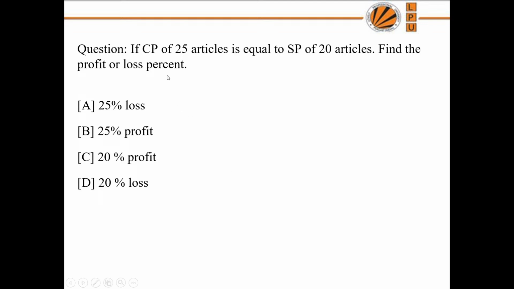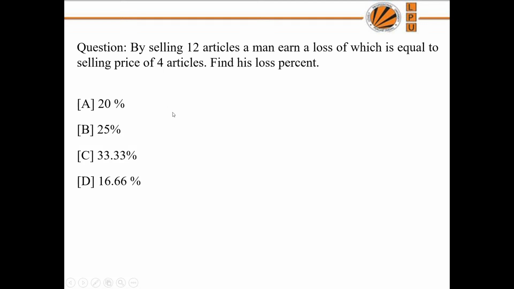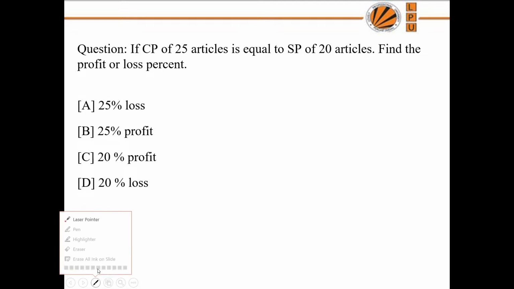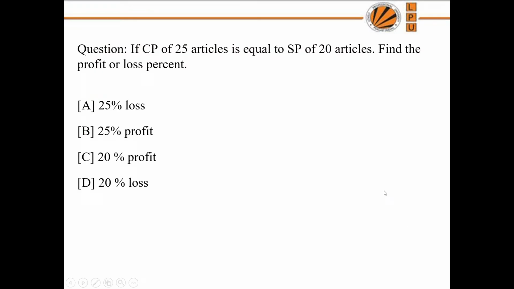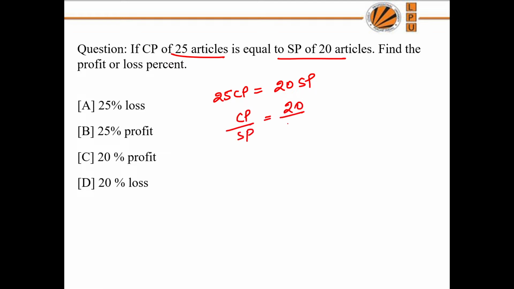So the question says the CP of 25 articles is equal to the SP of 20 articles. So you will just write like this: 25 CP is equal to 20 SP. So from here you can take the ratio of CP and SP. So CP by SP would be 20 by 25.